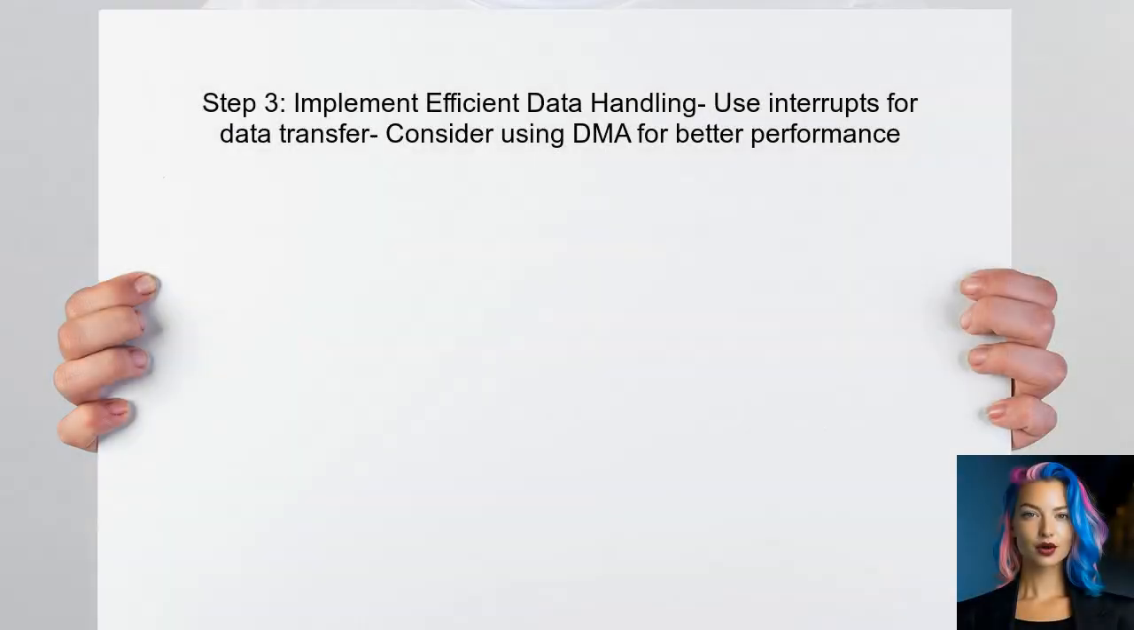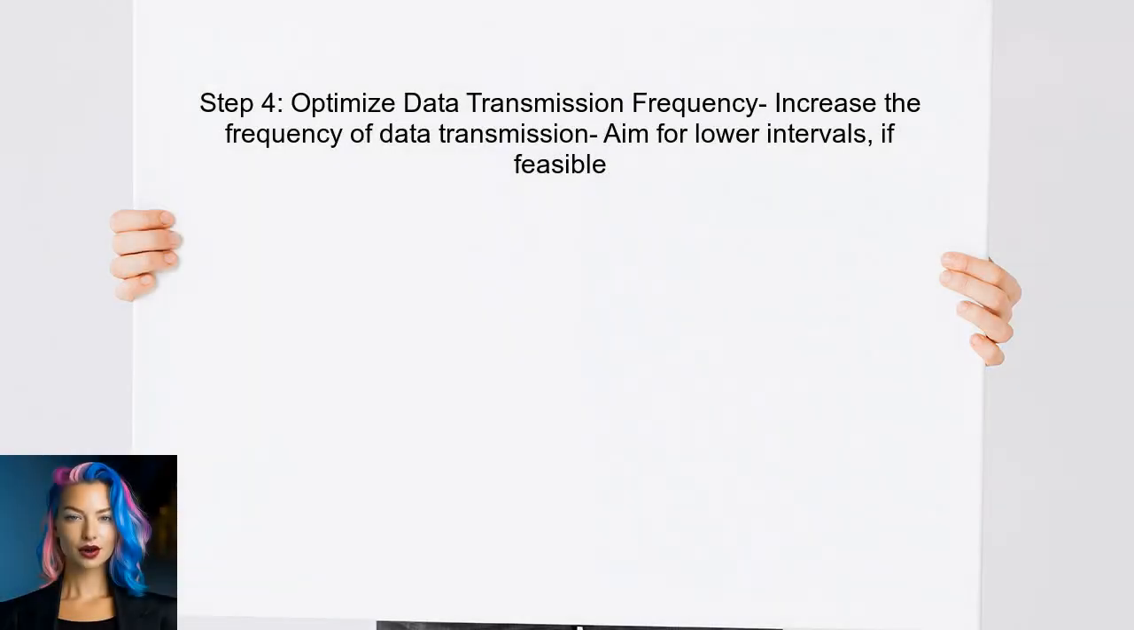The user should also implement a more efficient data handling mechanism. This can involve using interrupts or DMA to manage data transfers, allowing the CPU to handle other tasks while data is being sent. Finally, the user can optimize the data transmission frequency. Instead of sending data every 1 millisecond, they should try to send data more frequently, if possible, to maximize throughput.